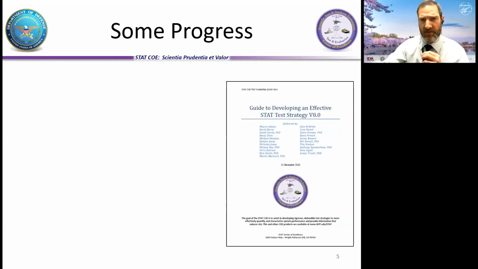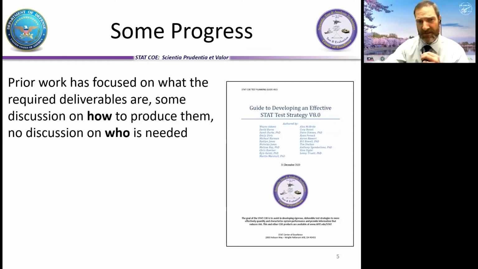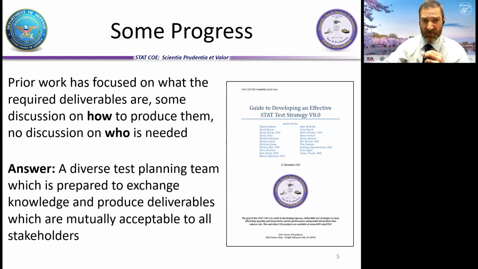This is just one of the documents that the SAE put out. But I've got to say, we're pretty much falling in line with everybody else. We've done a good amount of work here on what those required deliverables are for test planning. We have talked some on how to produce them, but virtually nothing on who is going to produce them or who should produce them.